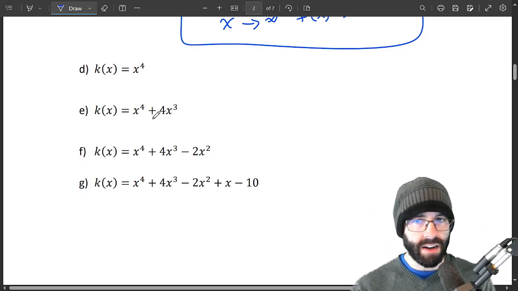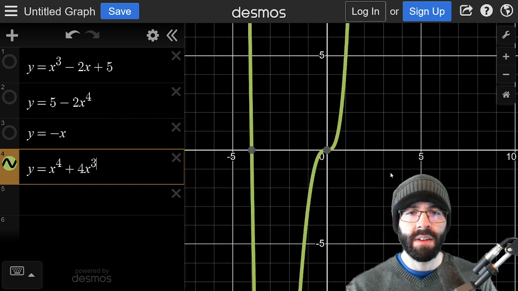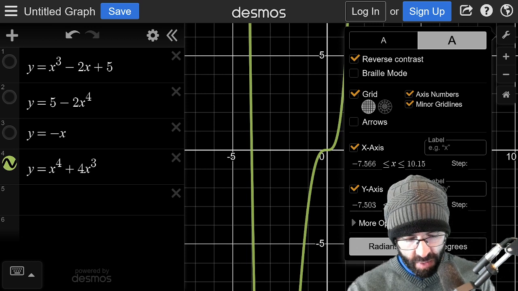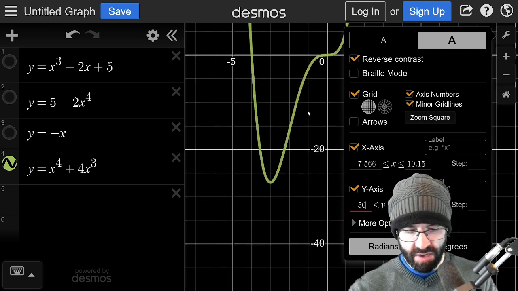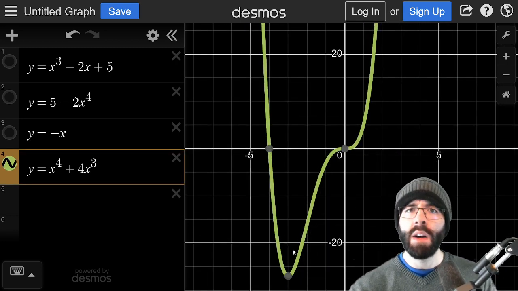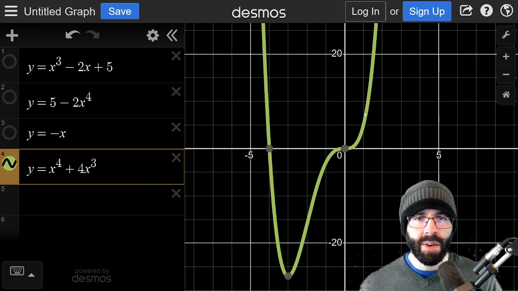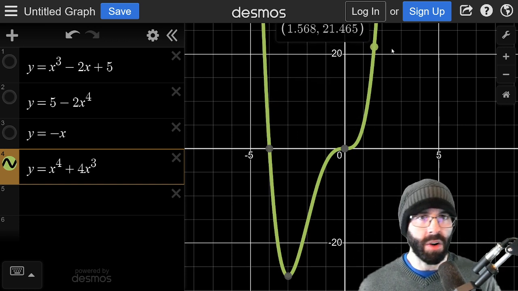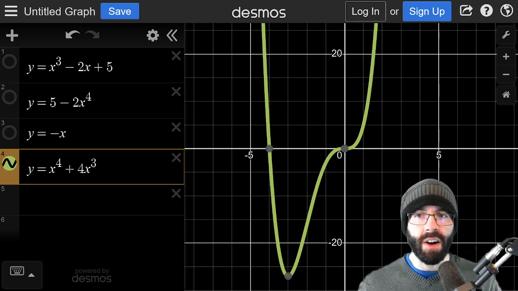Well, let's look at letter E. What if we add a 4x cubed? Ooh, so now we've got more stuff happening. Let's zoom a little bit. Now it's doing more stuff in the middle. But we're talking about long-run behavior. We only care about what's happening at the ends. Well, we've got stuff in the middle, but we go to the right, going all the way up. We go to the left, going all the way up. There's no difference in the long-run behavior.